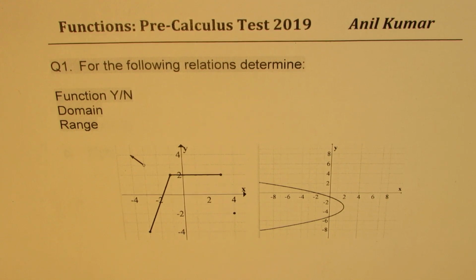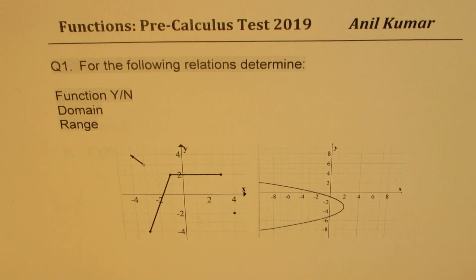Here is a test paper of an IB student who is doing functions. It's a pre-calculus course. We have 9 questions in this test paper. Time allocated is 1 hour. 75 minutes can be given in a proper test.